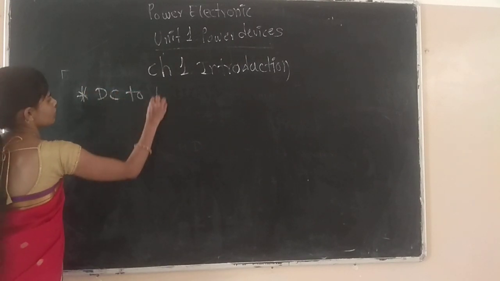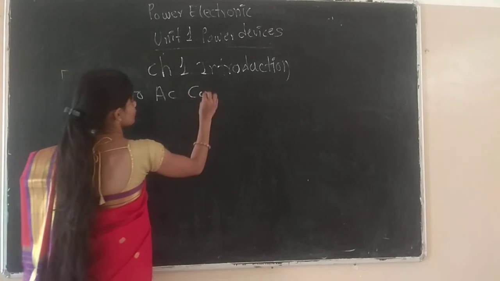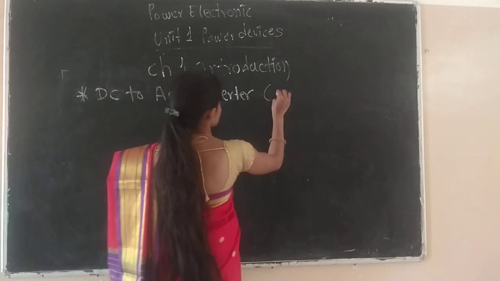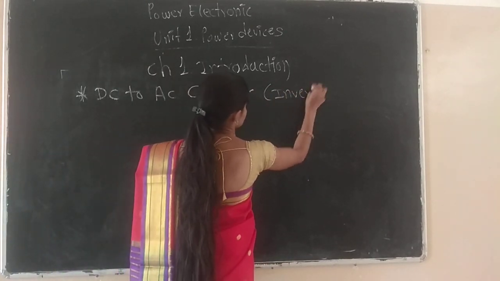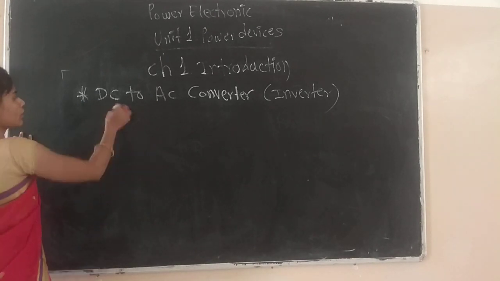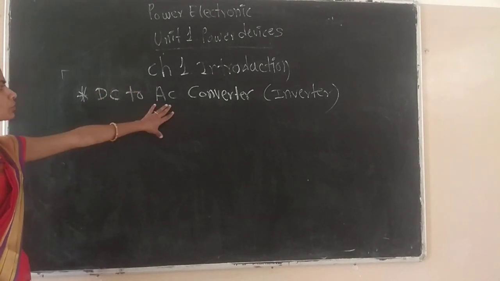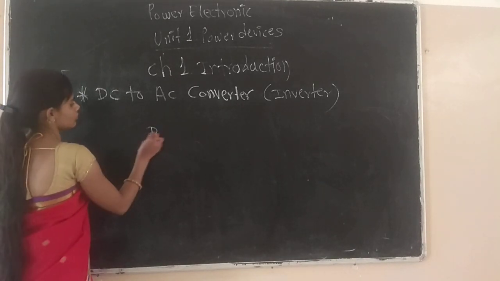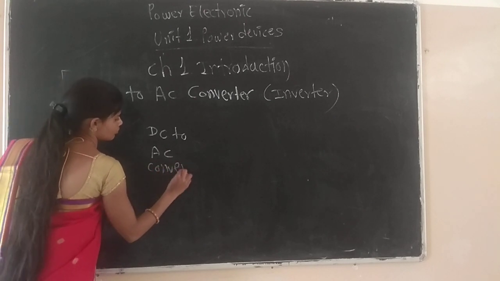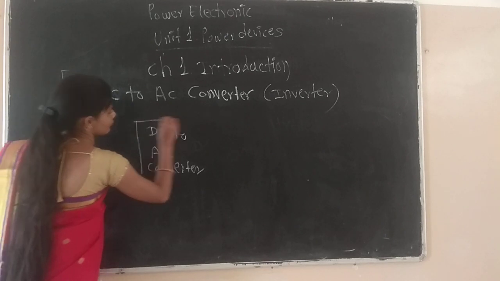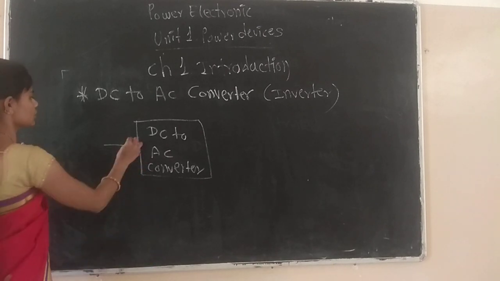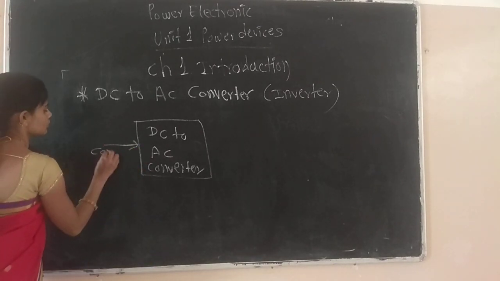DC to AC converter. This is nothing but the inverter. We know the term inverter, and we see the block diagram for this DC to AC converter. Here we give the input, that is a fixed DC voltage or constant DC voltage.